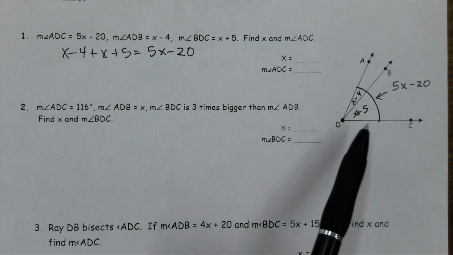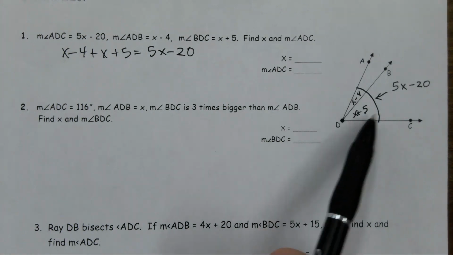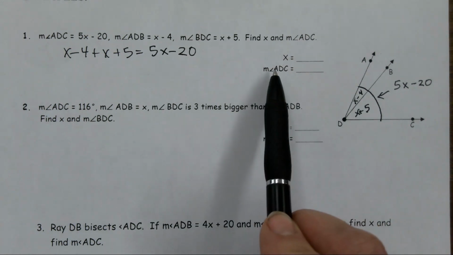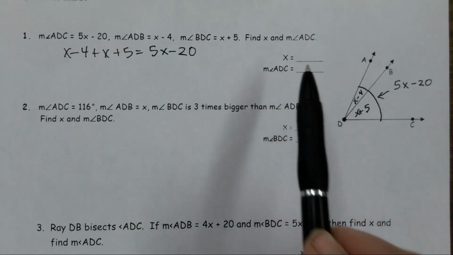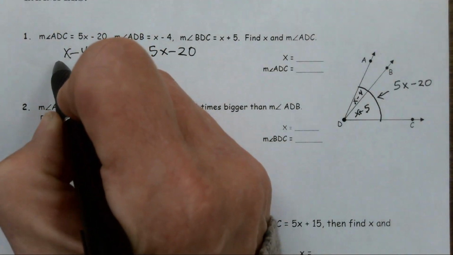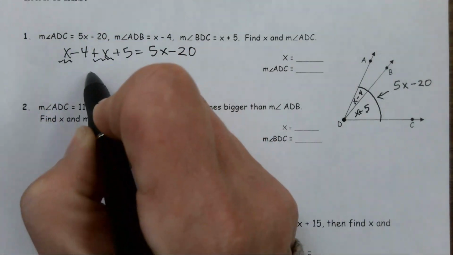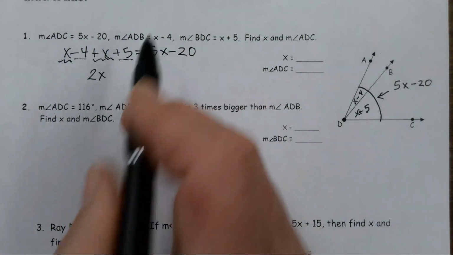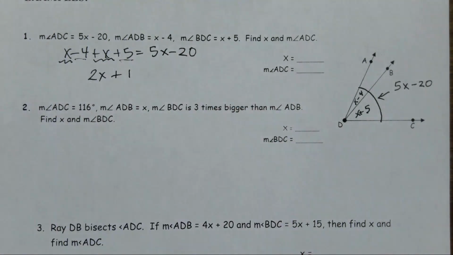The sum of the parts, that means if I add together the two pieces, I get the whole. Now my job is to find x and ADC. So let's start by solving x. What do I do first? Yep, combine the like terms. So I get x plus x, 2x, minus 4, plus 5, plus 1.